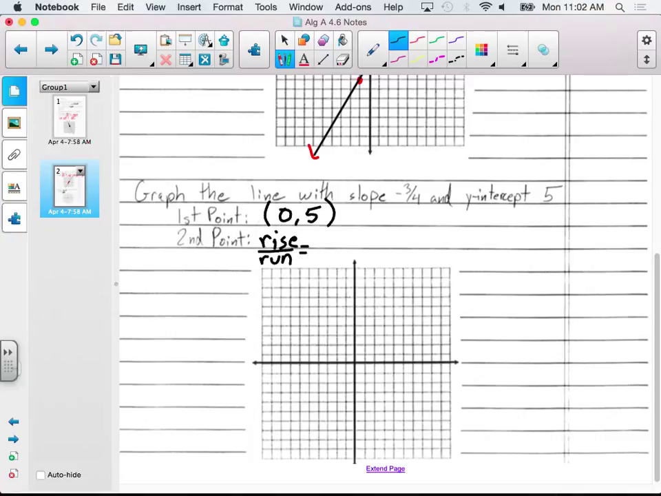Once we've said yes, you've got it right, go ahead. And you can draw your line after you have your 3 points.